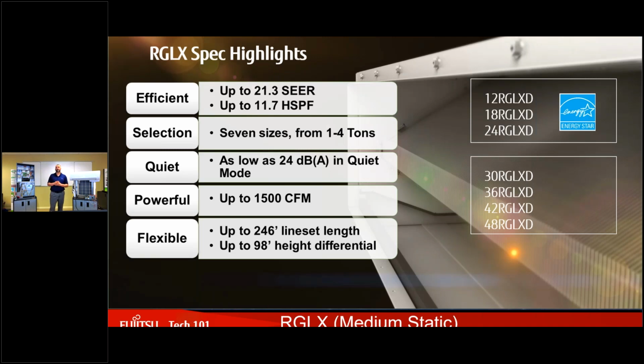As you can see here, up to 21 SEER, 11.7 HSPF. Very flexible. We could go up to 246 feet on the line sets. So once again, our compressors allow us to go a much farther distance for our line sets. The very powerful fan as well. We can get up to 1500 CFM out of them. So that's another plus as well.